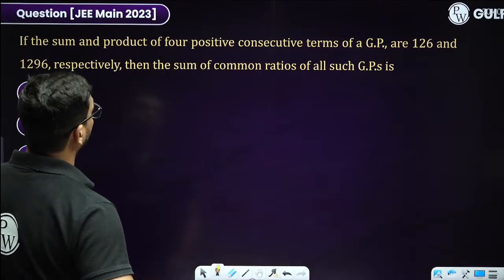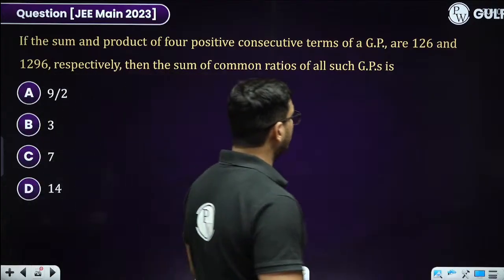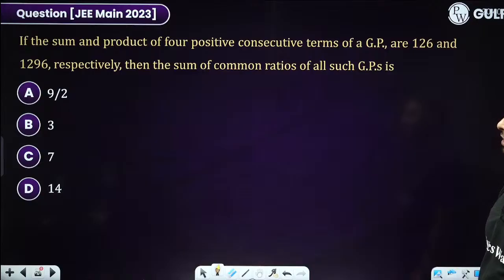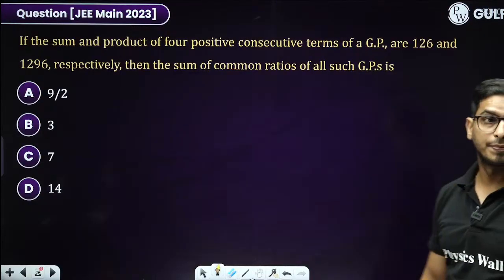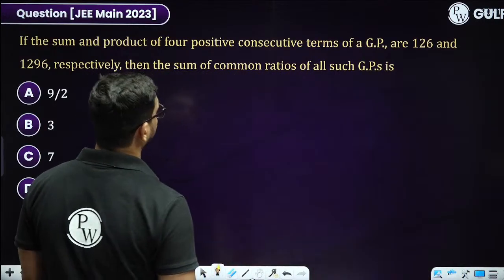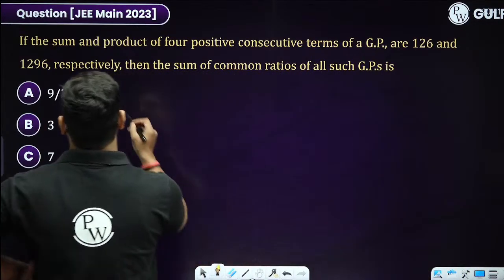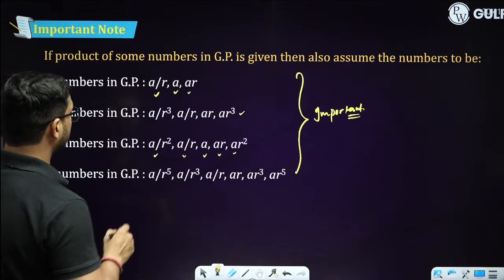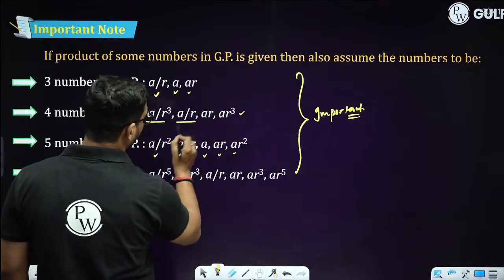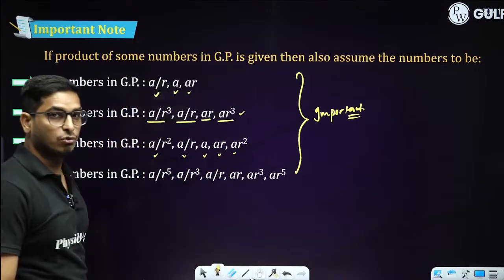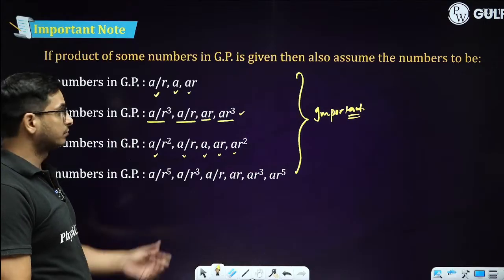Sum and product of 4 positive consecutive terms of a GP are 126 and 1296 respectively, then the sum of common ratios of all such GPs is. Okay. 4 consecutive terms: if you remember, A by R cube, A by R, AR and AR cube, correct?